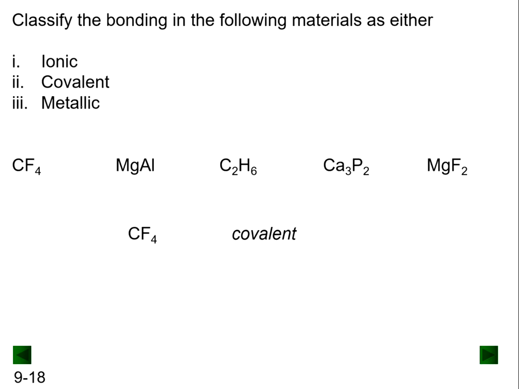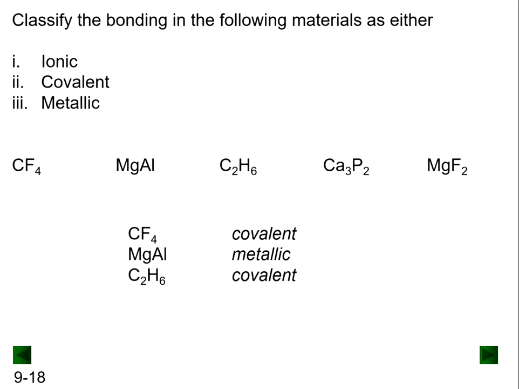CF4 involves two nonmetals, therefore we have a covalent compound. And the electronegativity difference is consistent with that. More importantly, the properties of this material are consistent with that. Next up, magnesium aluminum. The bonding here is metallic. Magnesium aluminum is an important, useful alloy. It's light and strong.